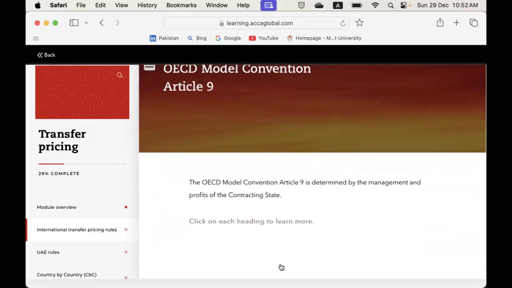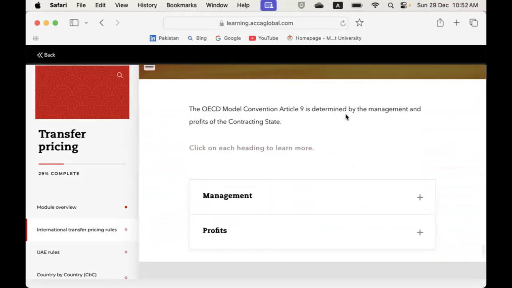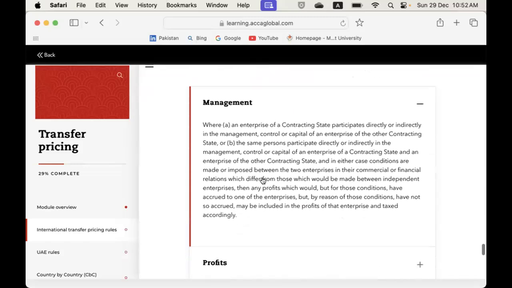So now we are going to read this famous Article 9 of the OECD Model Tax Convention, on associated enterprises. Where an enterprise of a contracting state participates directly or indirectly in the management, control or capital of an enterprise of the other contracting state. So we are talking about two countries and two companies incorporated in those two countries, or a company and a permanent establishment, where one country's company controls or participates in the management of the enterprise in the other country. That's an example of associated enterprises.